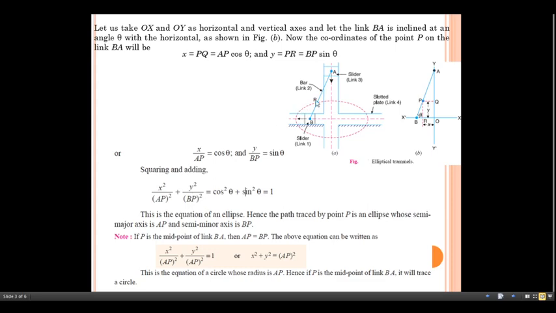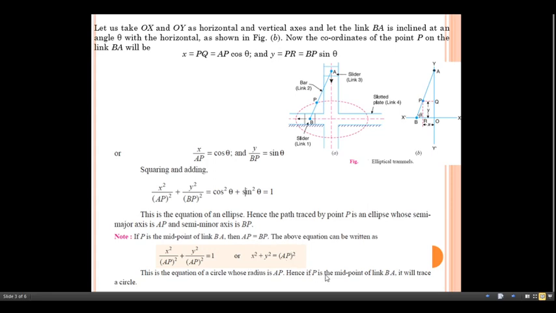Now if you consider P to be the midpoint of this link BA, then the AP distance and BP distance become the same. So this equation changes in this way. If I consider AP equals BP, we can replace BP by AP. What we get here is x square divided by AP square plus y square divided by AP square equals 1. In this way I get the relation x square plus y square equals AP square. So this is the equation of a circle whose radius is AP.